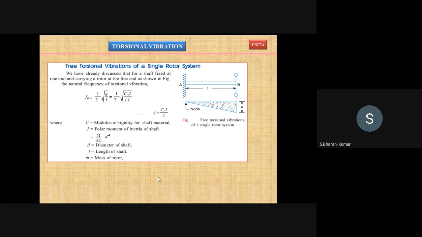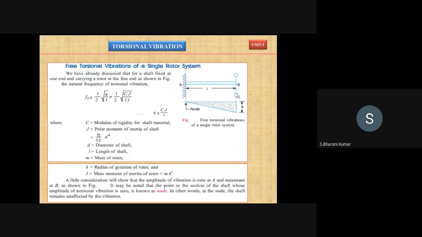And the next one is called torsional vibration of a single rotor system. The first one is called a single rotor. One end has a rotor and one end is fixed. The formula will be the same. The only thing is that the rotor will be fixed on the shaft, as we already saw with the vertical shaft and horizontal shaft. Here there is a rotor, and rotor means it will rotate individually. So that is called a single rotor system.